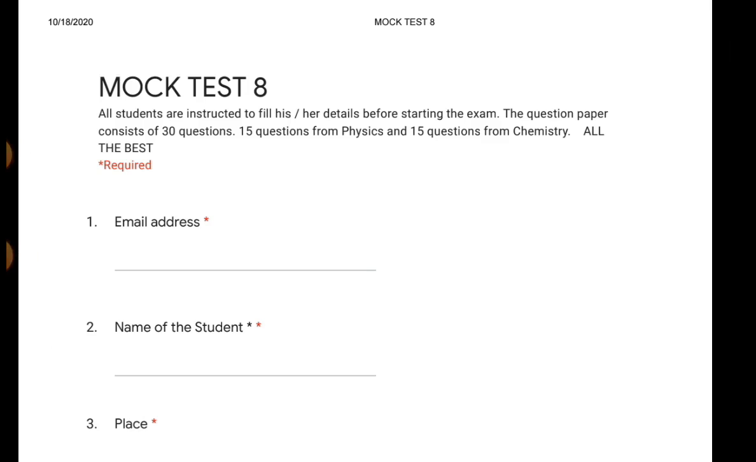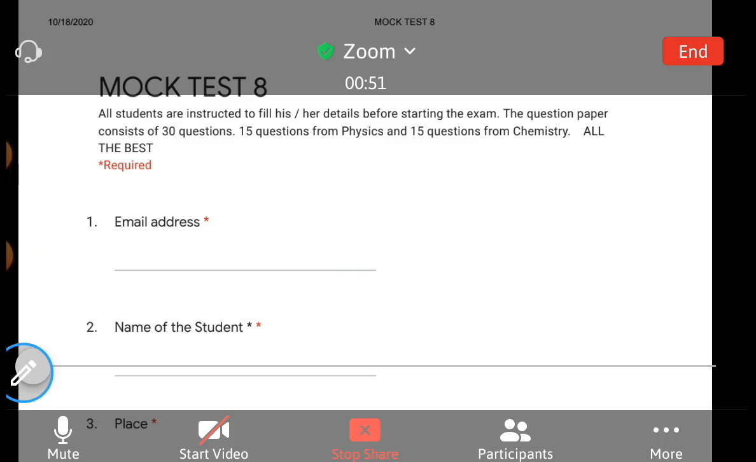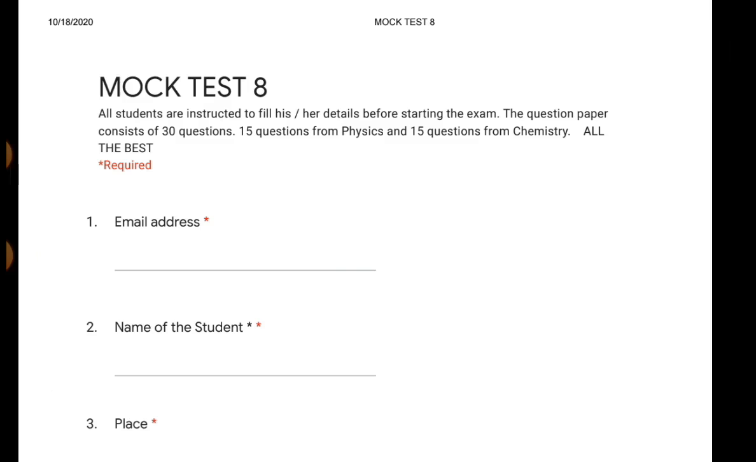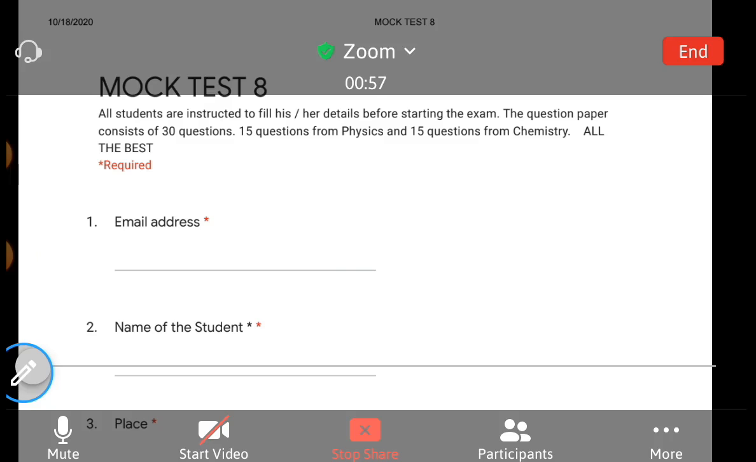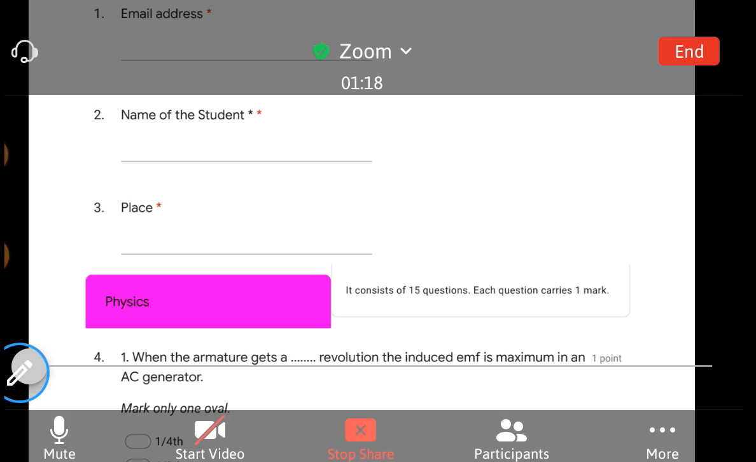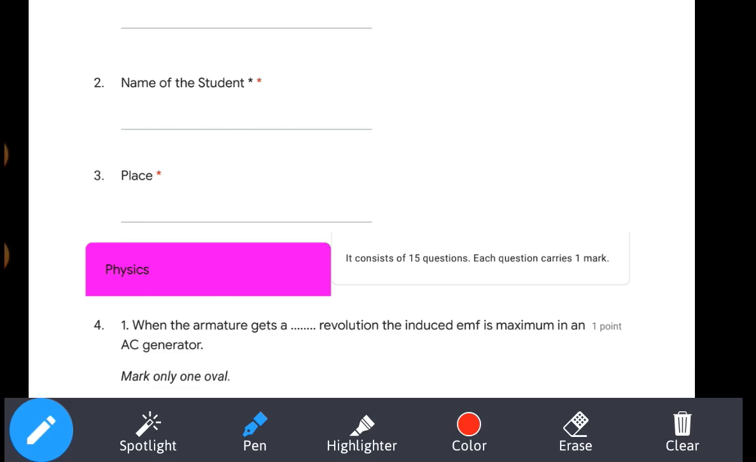Yesterday I conducted mock test 8; a total of 8 mock tests have been conducted. Some students asked me to explain this model test paper 8 and what the mock tests are that you are conducting. To explain model paper 8, let us see what questions I have given. Okay, let's see the physics paper first.